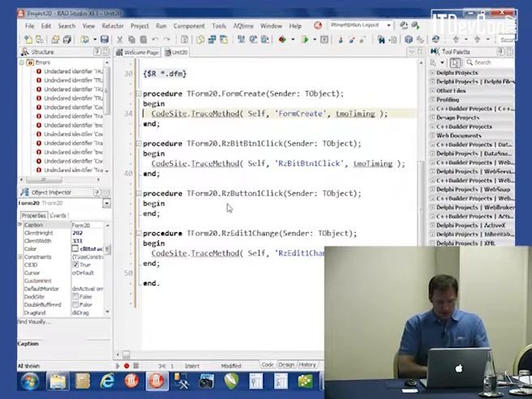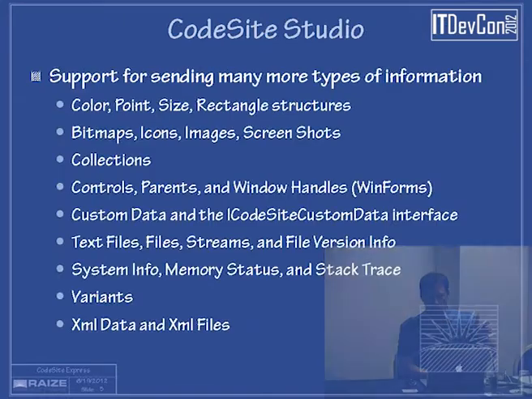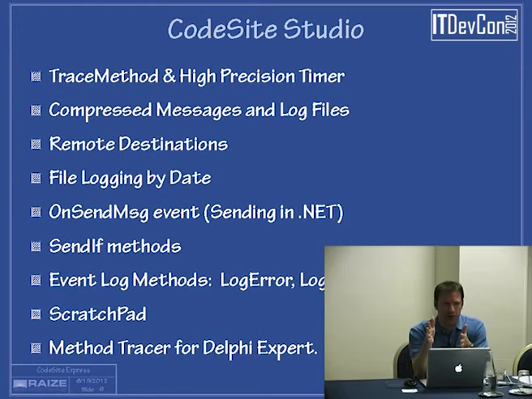All right. Kind of got quick there at the end, but had a lot of stuff to cover. I've touched on most of these. There's a couple extra things that I didn't get to, like variant support and so forth, the various different structures. The trace method, I showed the high precision timer, which is part of that. So you can actually do very high precise timings.